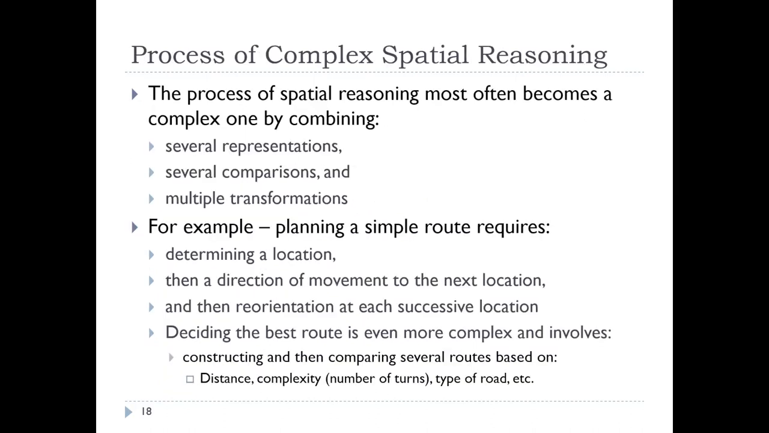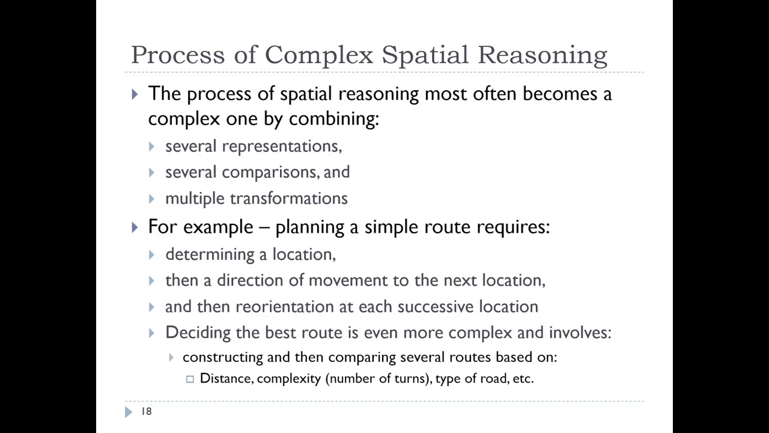All right. So we keep talking about this idea of spatial reasoning. And spatial reasoning is a component of spatial thinking, but it lets us put all these things together because we can get better and better at our spatial thinking ability, which is going to improve our spatial reasoning. And it says here that the process of spatial reasoning most often becomes a complex one because we combine a bunch of our spatial thinking together. We may have several representations, which allows us to do different comparisons, which results in multiple transformations of those objects so that we can see what's going on. Okay, it's not just one thing, it's putting them all together.